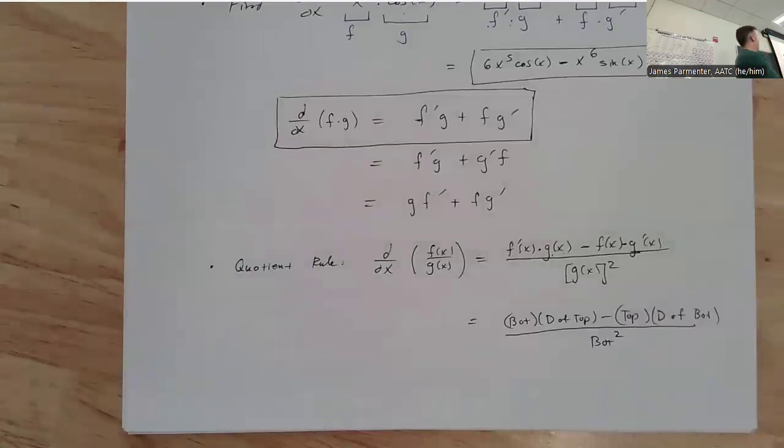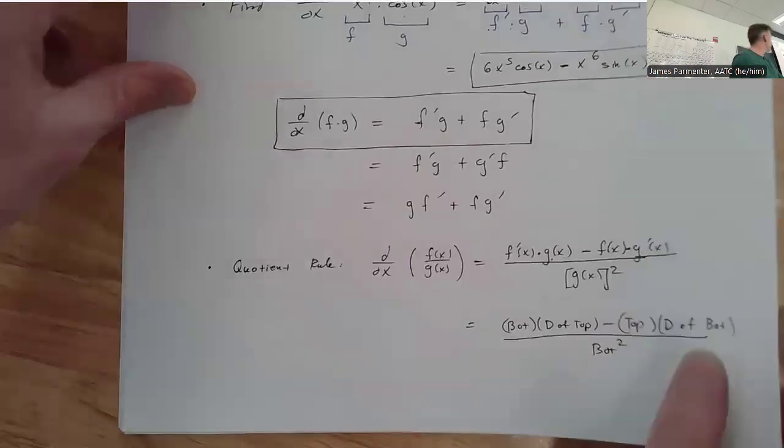There are lots of other ways of saying it. There's a song or something. Some people say low D high minus high D low, all divided by low squared. High for the high function, low for the low, D high, D low, meaning the derivative of the high or the derivative of the low. As long as you can remember it the right way, it doesn't matter how you remember it.